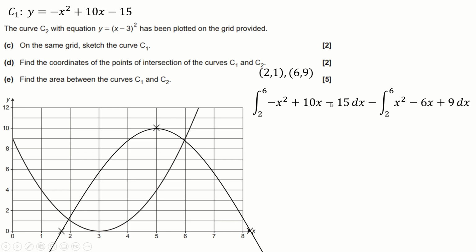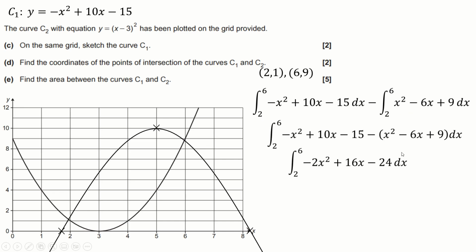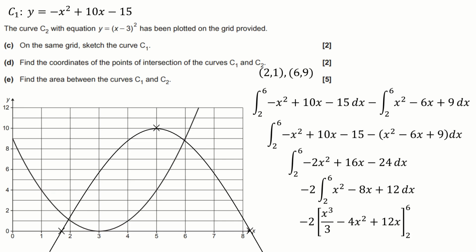Now, if you're integrating two things between the same bounds, you can just put them together and do one integral. So you can just do this. Of course, we can simplify that though, and then we can start integrating. I actually factored out -2 just to make the integration slightly easier. It's completely up to you whether or not you agree with that.